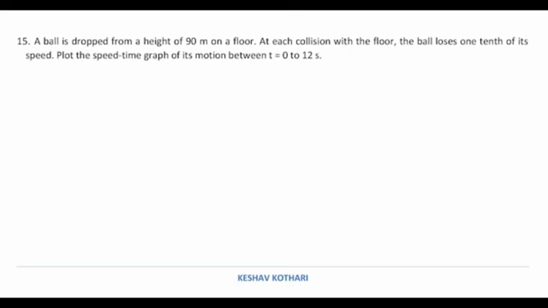So the ball is dropped from a height of 90 meter. So if we take downward as negative, which I always do, I take s equals minus 90 meter. And since the ball is dropped, I take the initial velocity or the speed as 0. And the g is acting in the downward direction, so I am taking acceleration as minus 9.8 meter per second square.